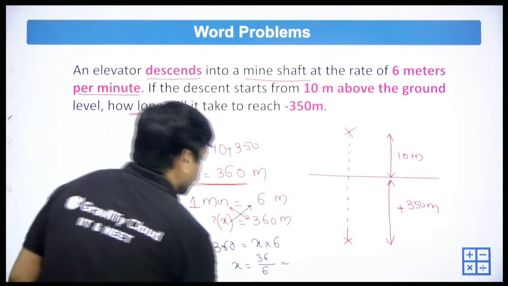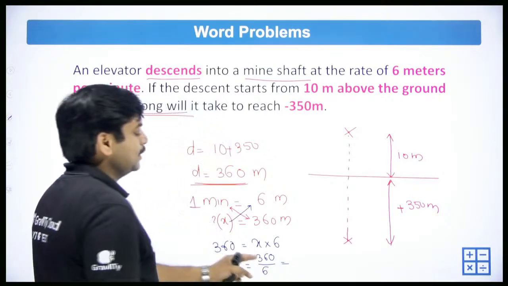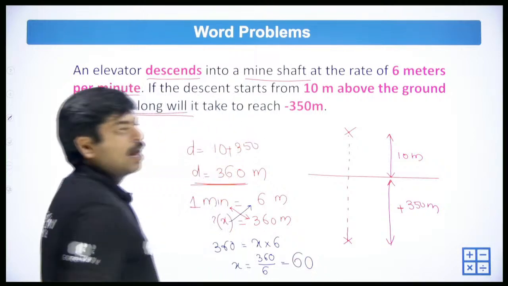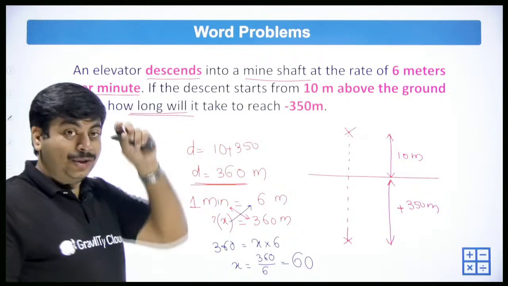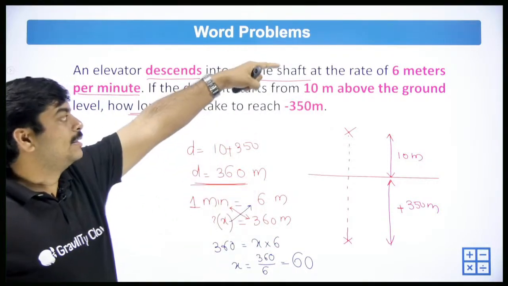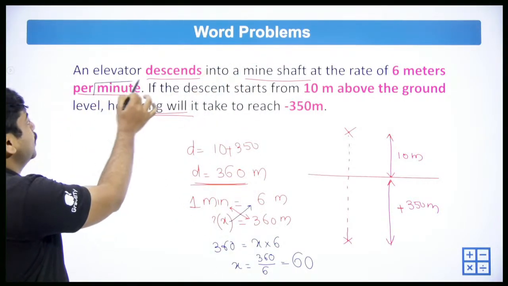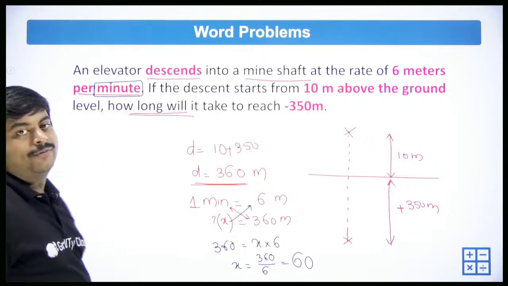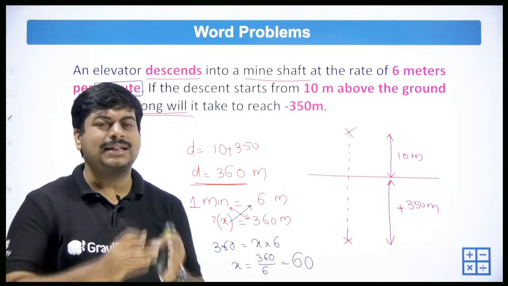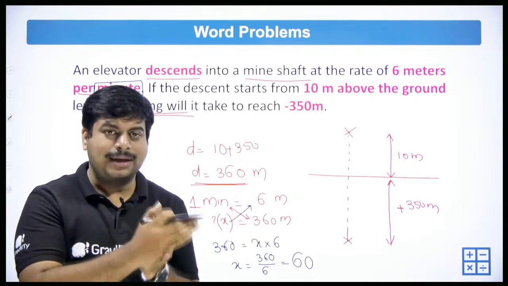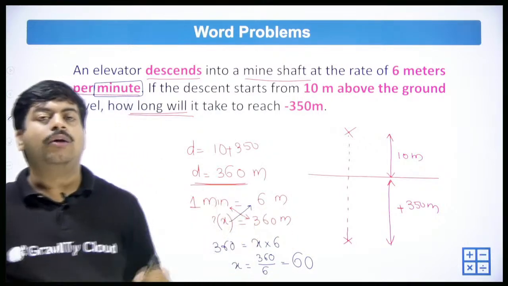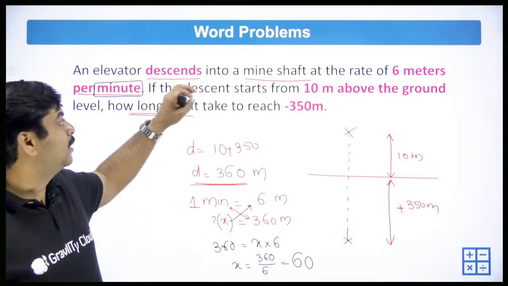Right. So 360 by 6, you know that 6 ones are 6 and 6 sixes are 36, so you will get a total of 60. What are the units? Is it 60 seconds or 60 hours? You know that it is 6 meters per minute. The units are very important. When you say 60 without mentioning the units, you don't know whether it is 60 seconds, 60 minutes, 60 hours, 60 days, 60 years. We cannot say that. So always be very confident with the units.